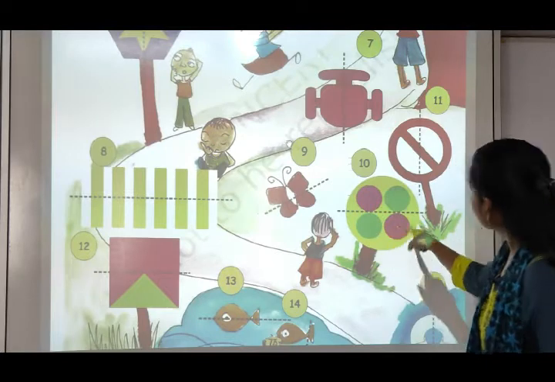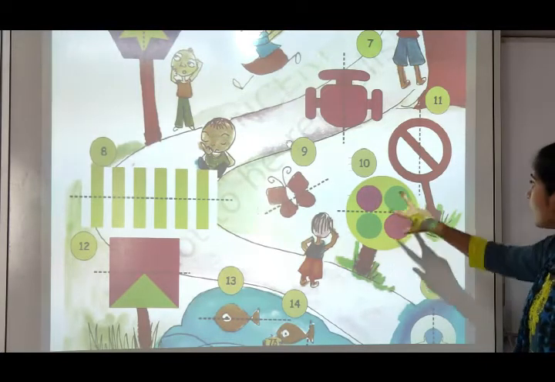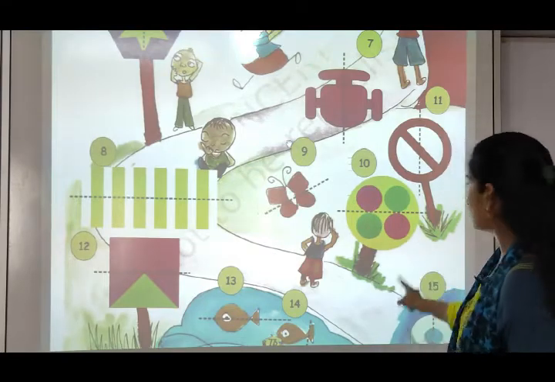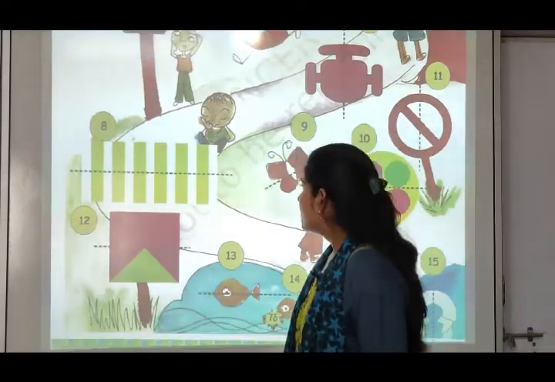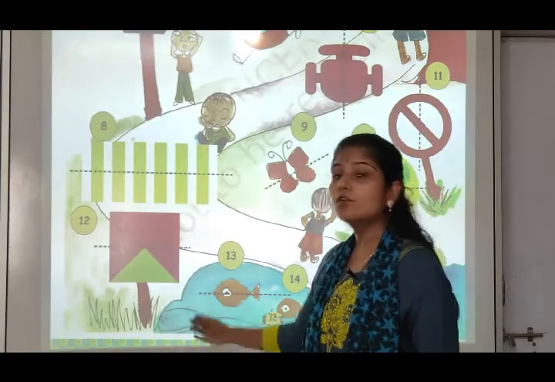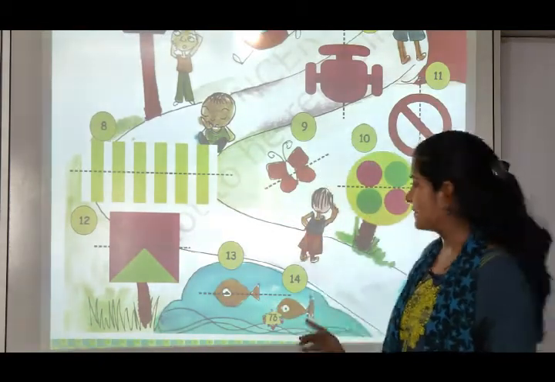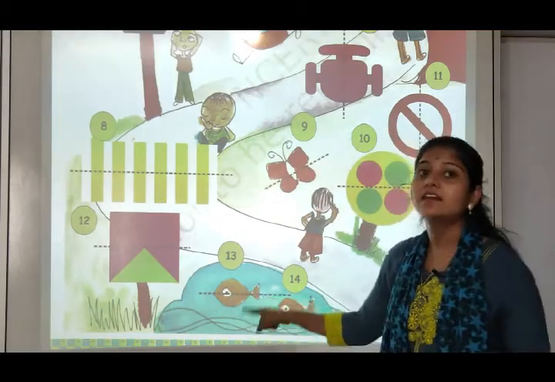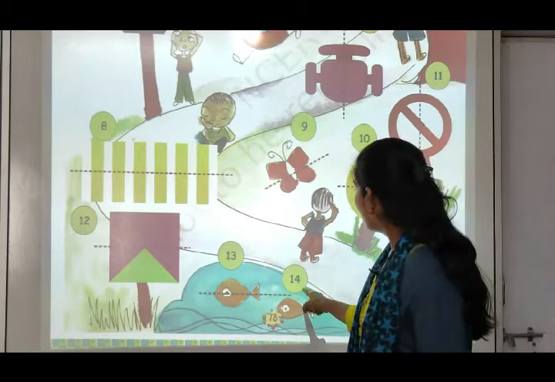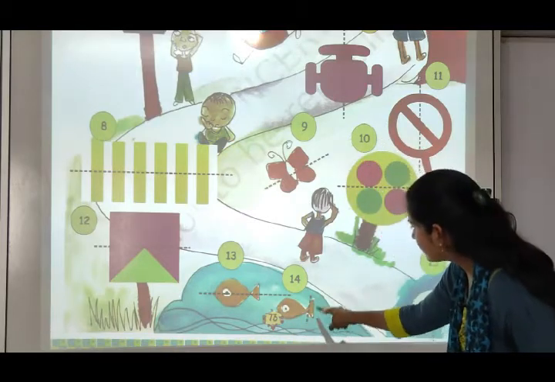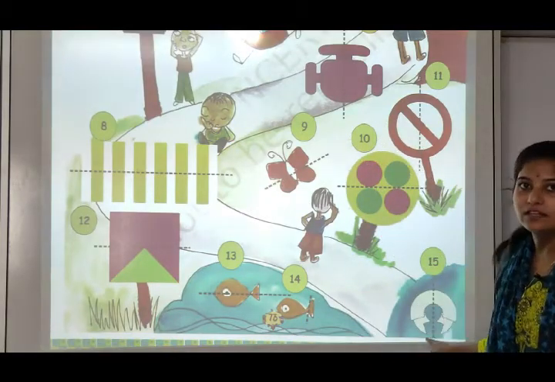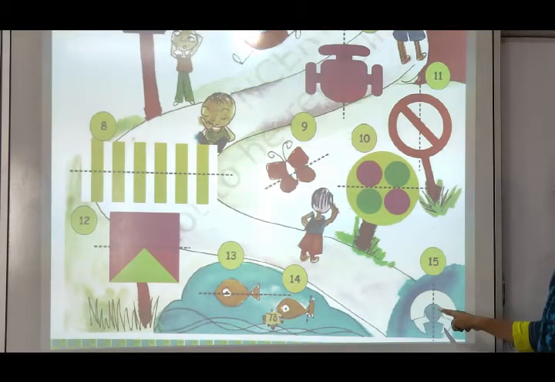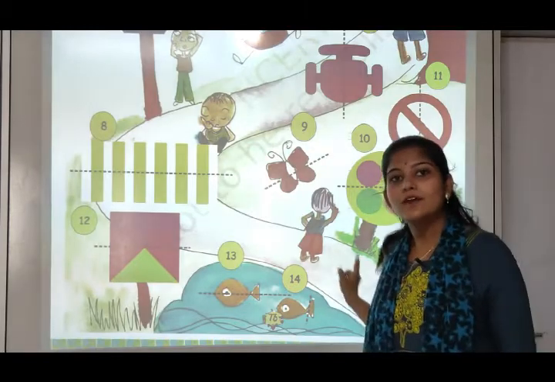Now number 10 image is equal in shapes, but you have to observe the color scheme also. This is not a mirror image. Now number 12 is also not a mirror image. Number 13, yes, you can see these mirror lines and it is a mirror image. Number 14 is not a mirror image. And last but not the least, number 15. If you see this mirror line from the middle, this is a mirror image.